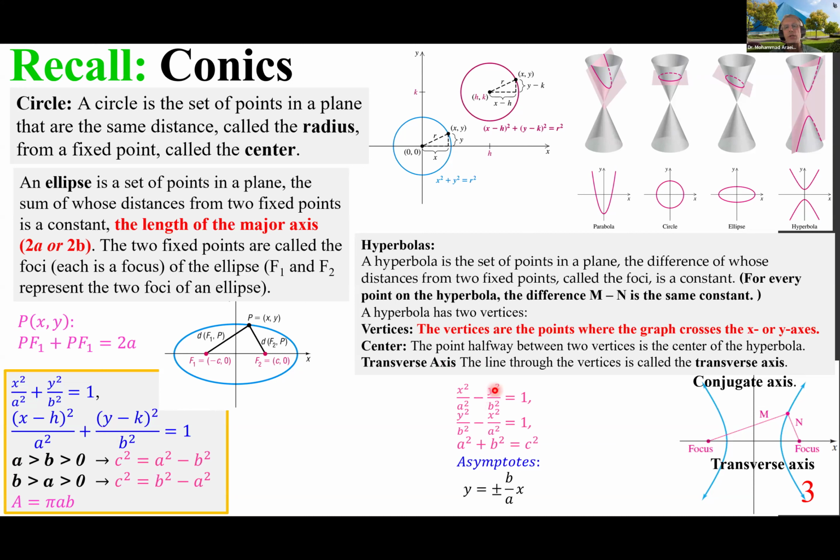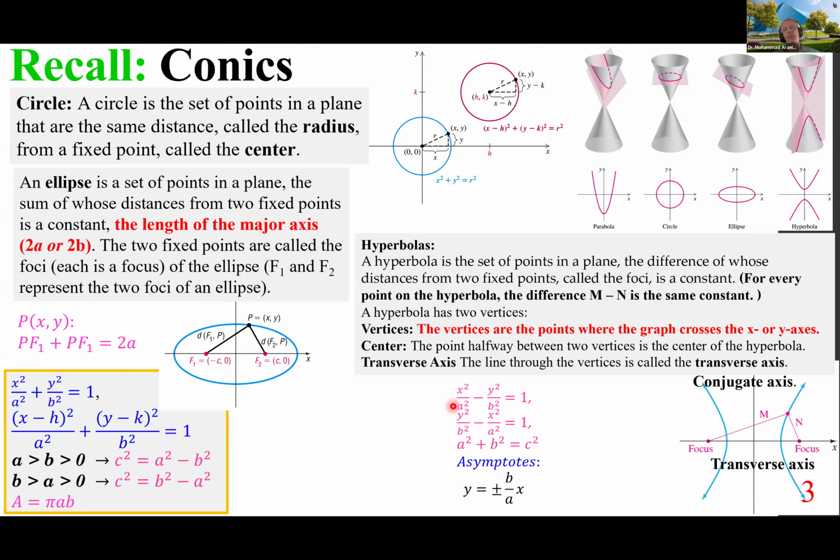x squared over a squared minus y squared over b squared equals 1. y squared over b squared minus x squared over a squared equals 1. Where a squared plus b squared is equal to c squared, always. It is such that a and b are always less than c. Asymptotes: y equals plus or minus b over a times x.